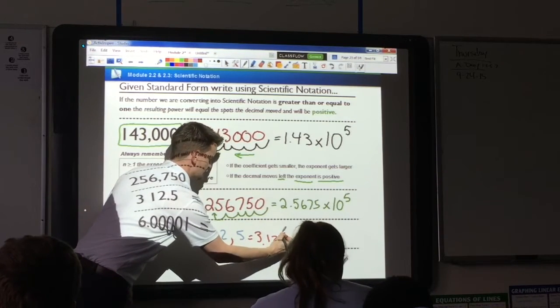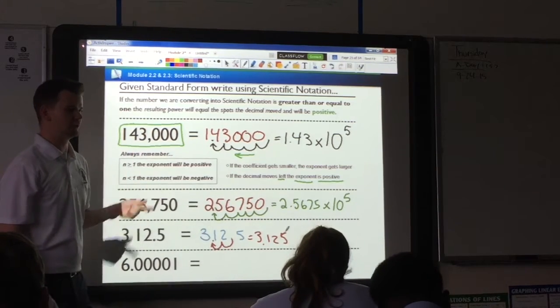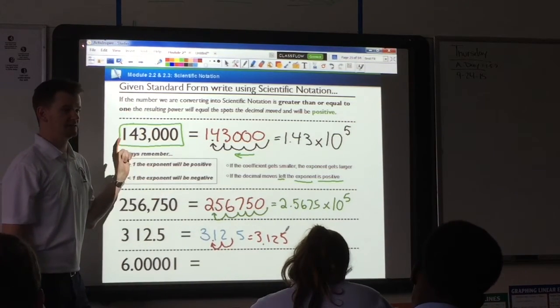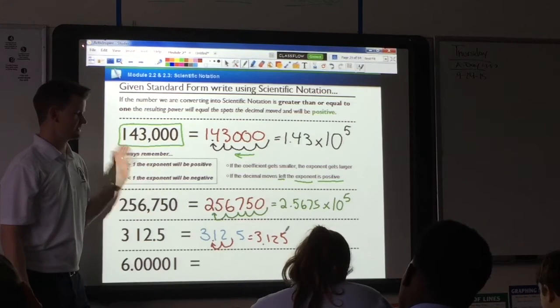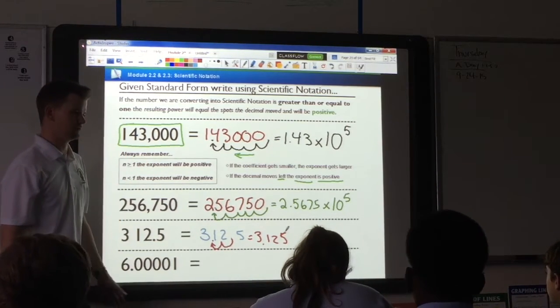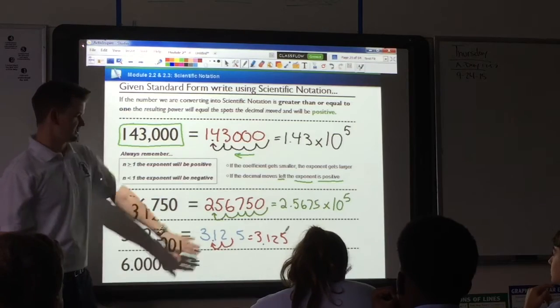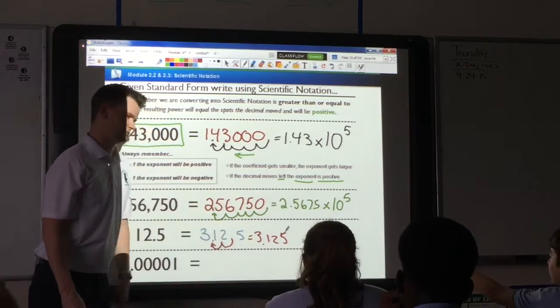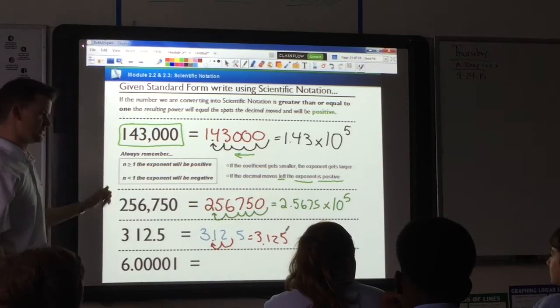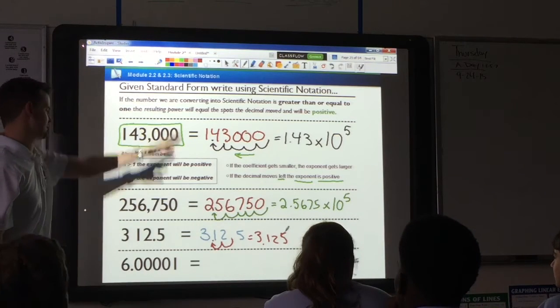3.125. And you ask yourself, is my coefficient greater than or equal to 1? Yes. Is it less than 10? Yes. So, do I have a good coefficient? Is this number greater than or equal to 1? It's bigger than 1, so that's good. Is it less than 10? Yes. So is it a good coefficient? Yes, it is!